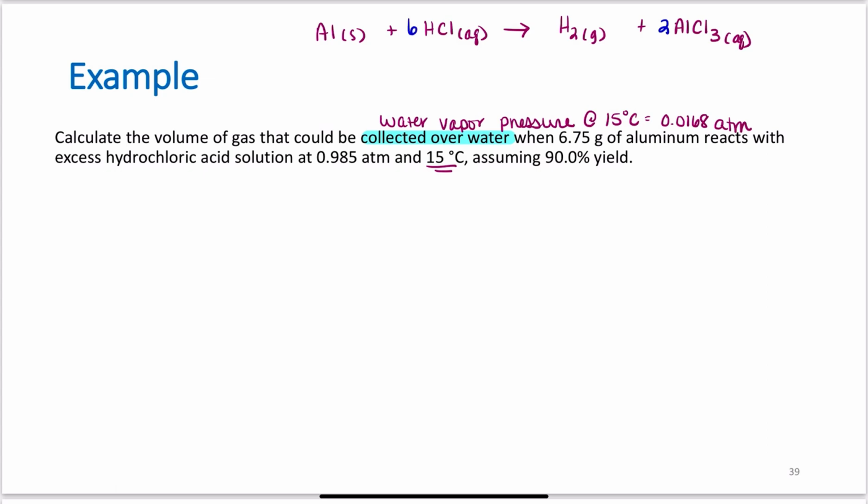and a 6 here. Now my aluminums are unbalanced. I need to put a 2 here. Now my hydrogens are unbalanced. I need to put a 3 here. So lots of work later, 2, 6, 3, 2, we got our balanced equation. Now we've got a balanced equation.